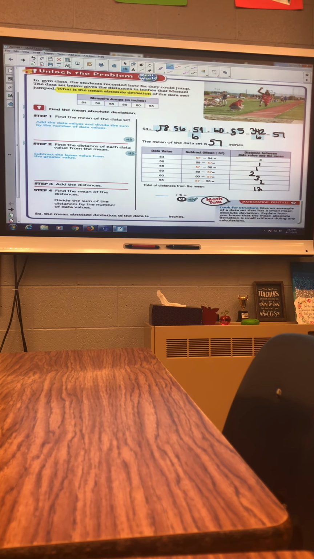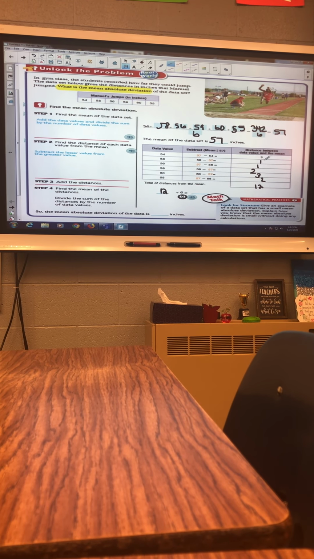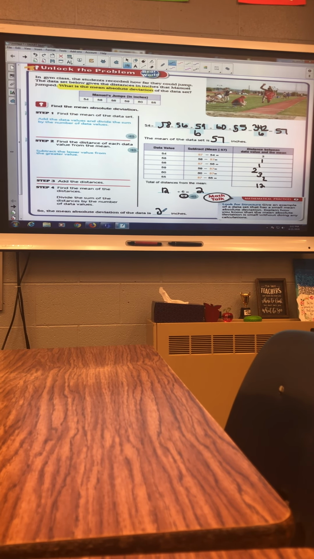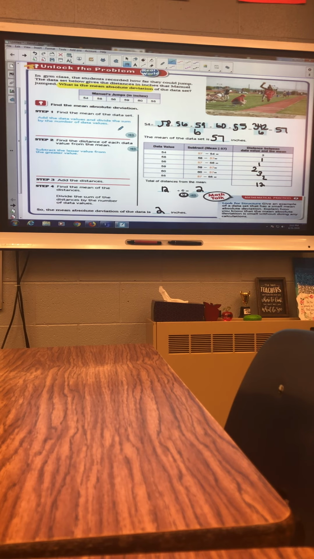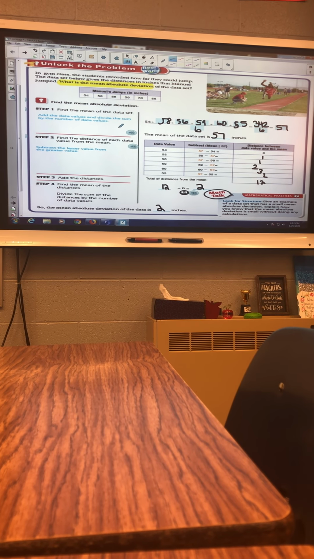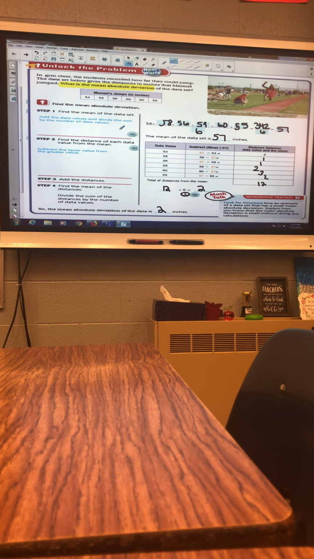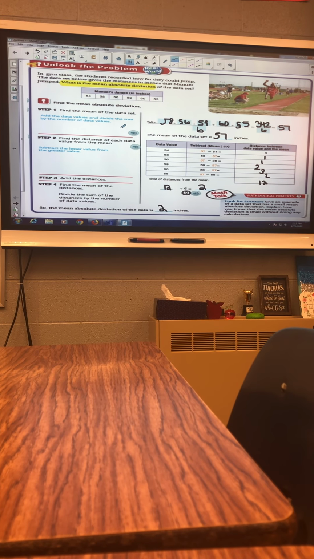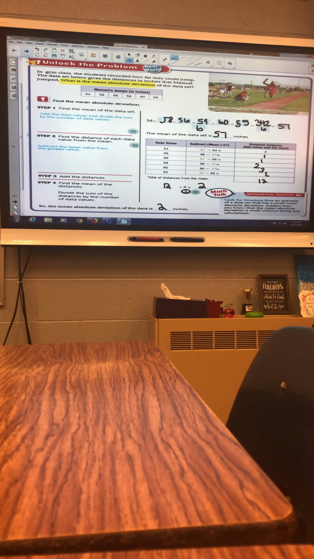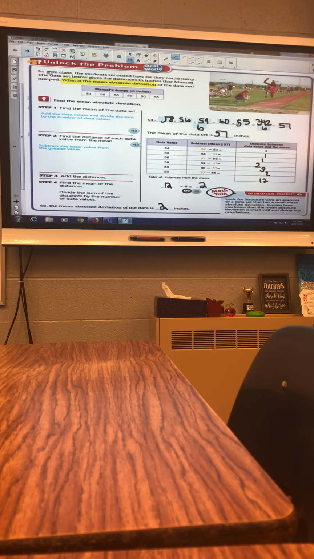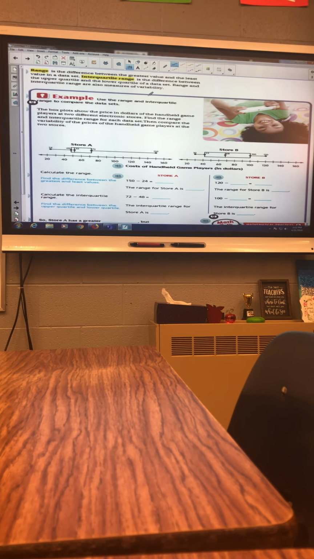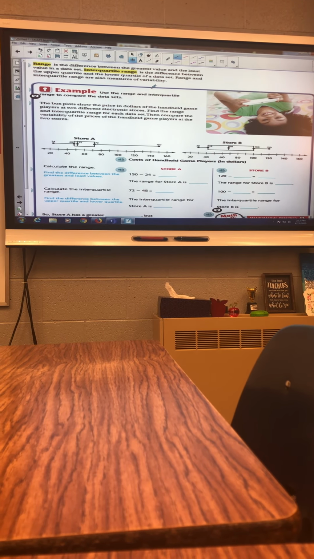Then to find the mean absolute deviation, you take the distances and divide by 6, because that's how many you added up, and you get 2. So the mean absolute deviation of this set of data is 2. If you remember, we talked a little bit yesterday about the bigger the mean absolute deviation, the more spread out your data is. All right, so mean absolute deviation is one way to check the measure of variability. Then we have the range and interquartile range.